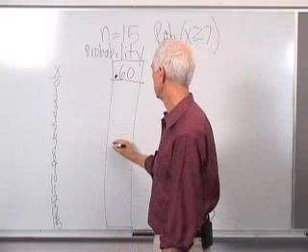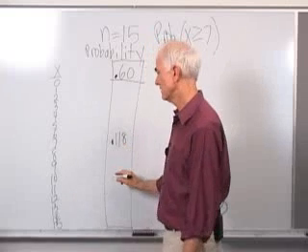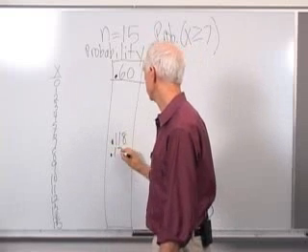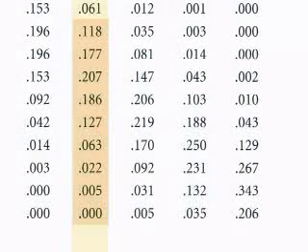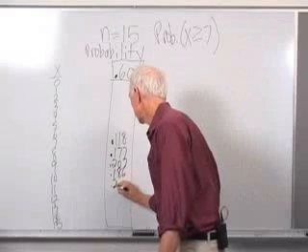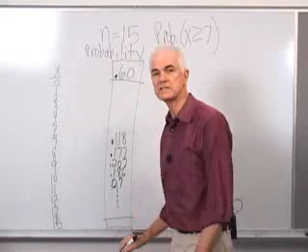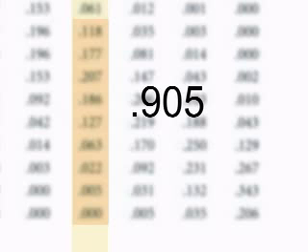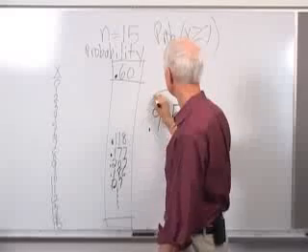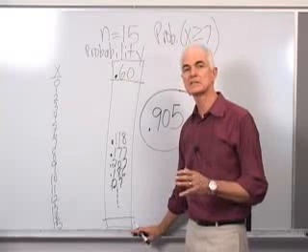Using the table, the value for x equals 7 is 0.118. The value for x equals 8 is 0.177. The value for 9 is 0.207, and so on as we go down the binomial table. And when we get through, we can total these values, and the value total is 0.905, which is the total of the probabilities for x equals 7 through x equals 15.